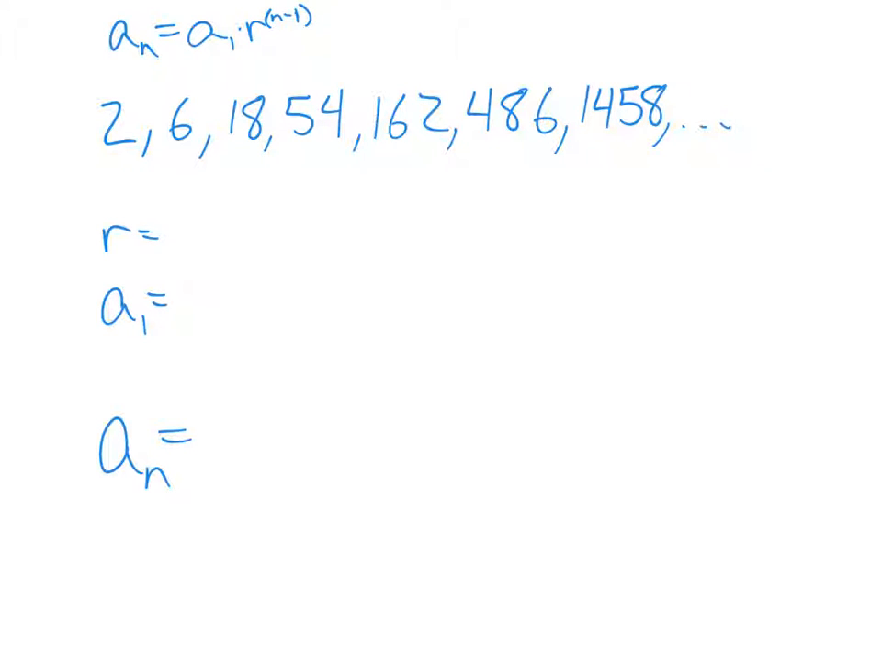All right, so what is r here? 3. r equals 3. We're multiplying by 3 every time. So that's your r. If it's not obvious, you can always divide. 6 divided by 2 is 3. 18 divided by 6 is 3. 1458 divided by 486 is 3.